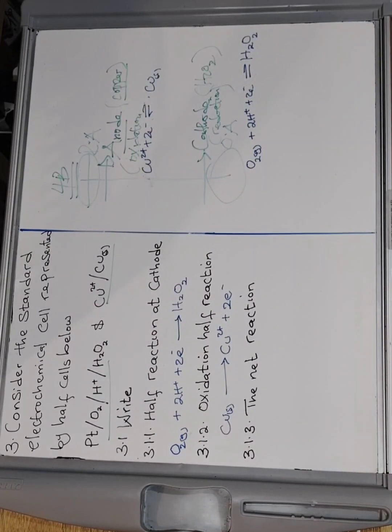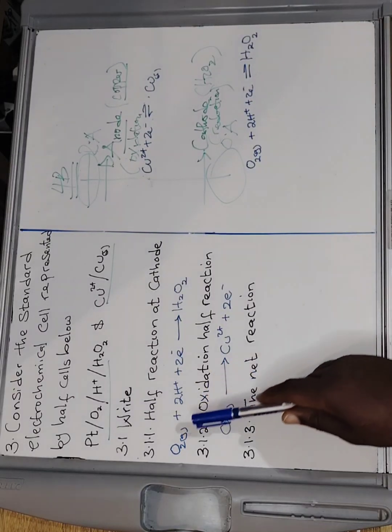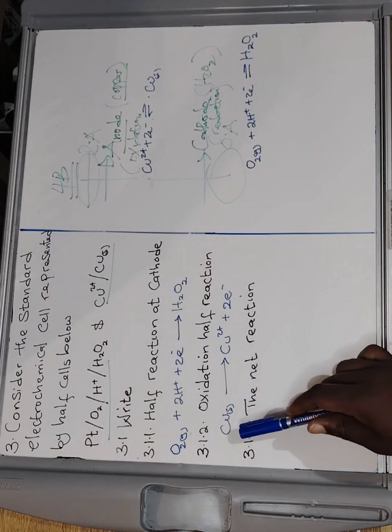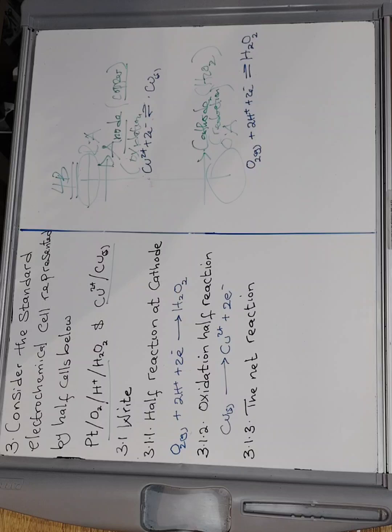Then comes another question. It says, write the net reaction. How is it supposed to be? Literally, net reaction is going to be our reduction reaction plus our oxidation reaction, combining them together, cancelling out the electrons. What remains behind is the net reaction.